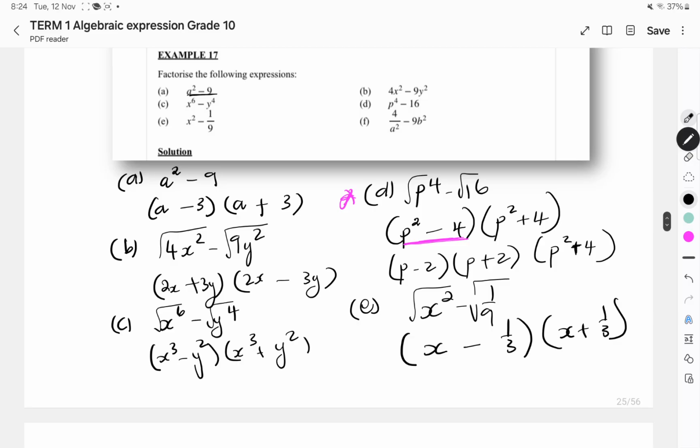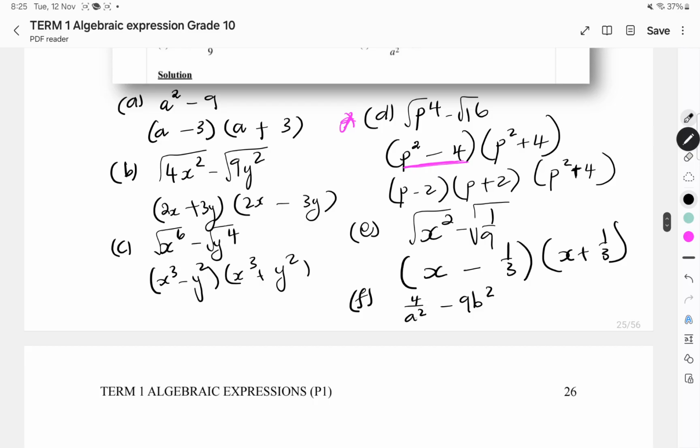And then just number F. We have number F, which is 4a squared minus 9b squared. Let me do this one here. Difference of two squares, no common factors. So I'll have my brackets. The square root of this is 2a minus 3b, 2a plus 3b.